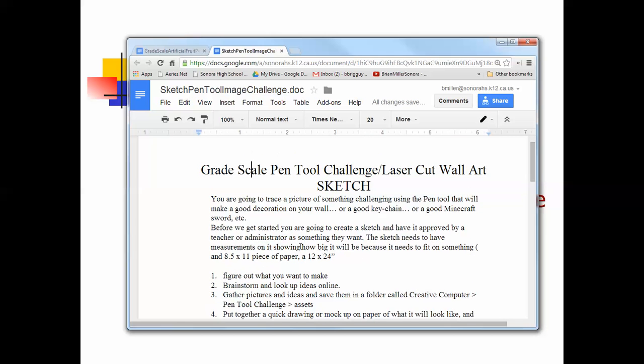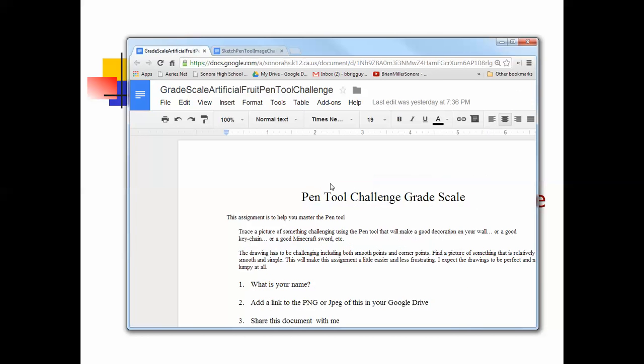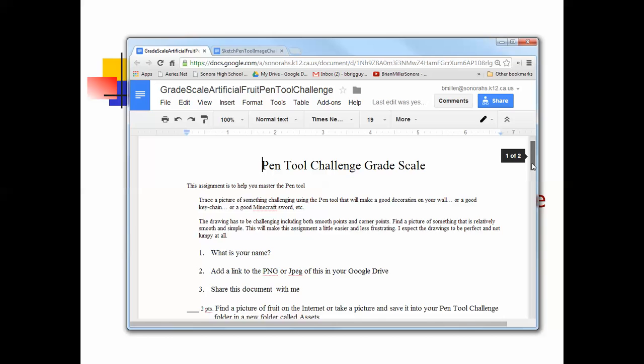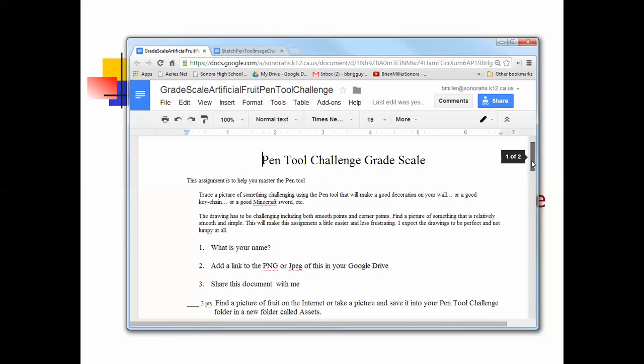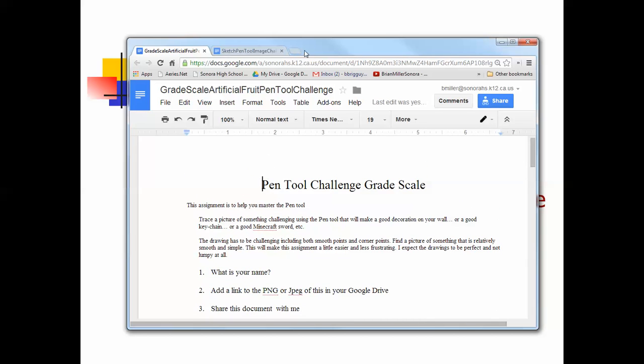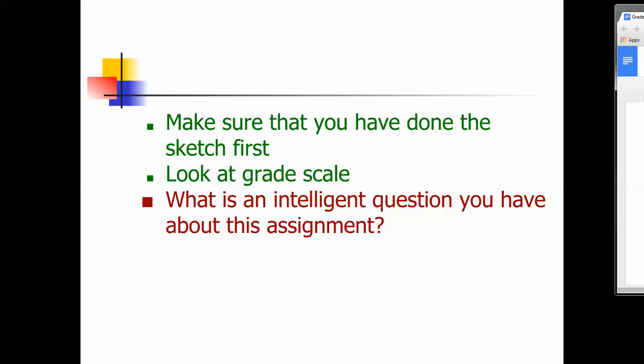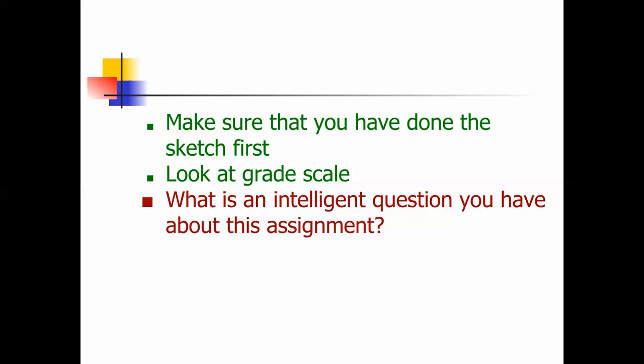And make sure that there's measurements on it, because we're going to need to know that. And then you're going to look at the grade scale for the pen tool challenge. Go to my website and look at this and go over this too, so you kind of know how I'm grading you. So pause the video, go to my website, find those two documents, and make sure those are taken care of. And then, now that you've looked at the grade scale and everything, what's an intelligent question you have about this assignment? And I'll quiz you on that in class.